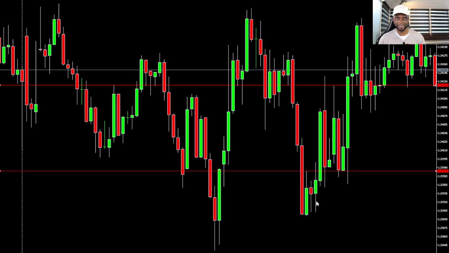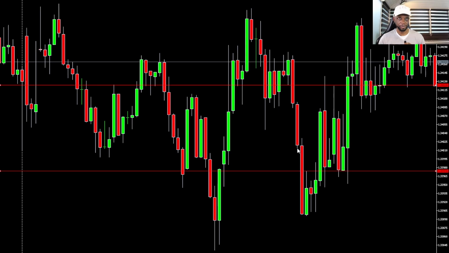And you can see what price did. It went up, bounced off this imbalance, and went back down before going back up. Okay. Now, very closely connected to imbalances are order blocks.